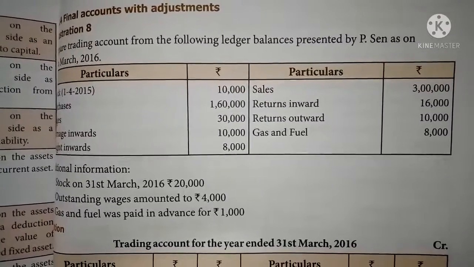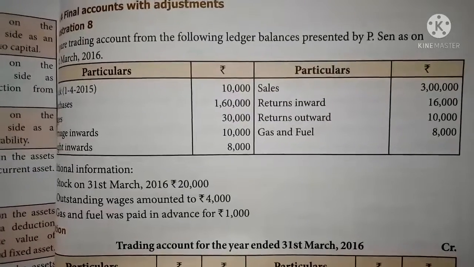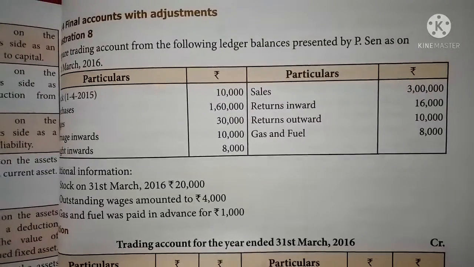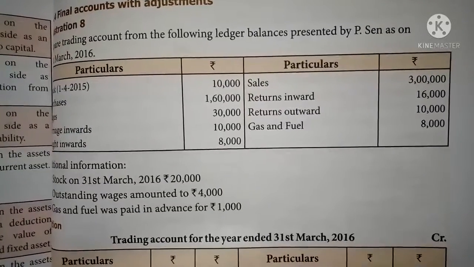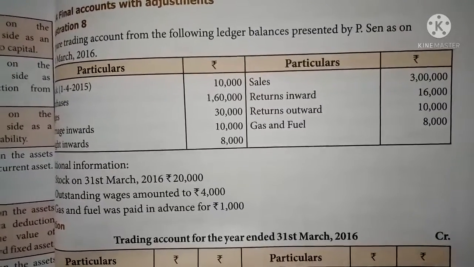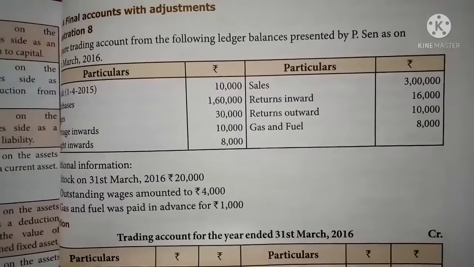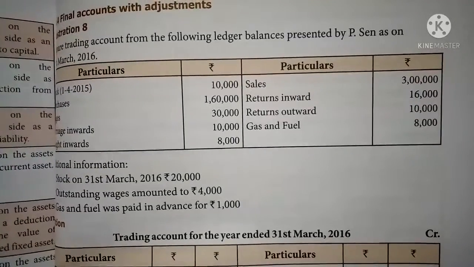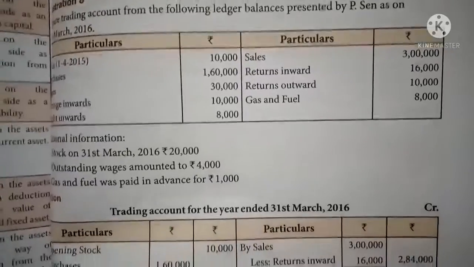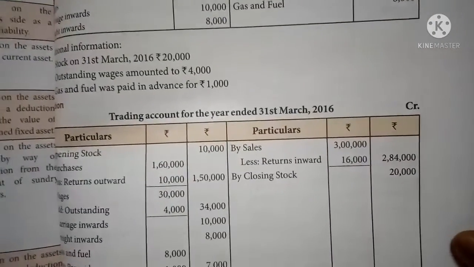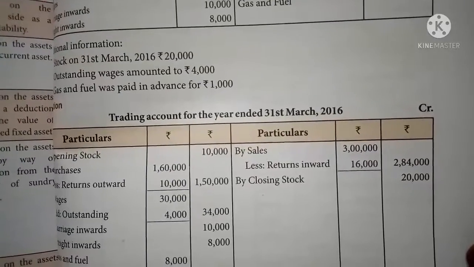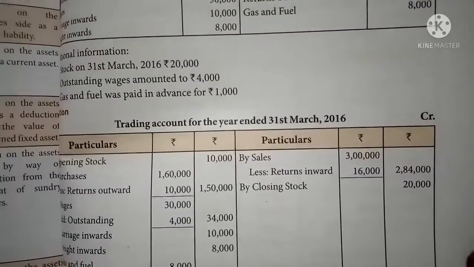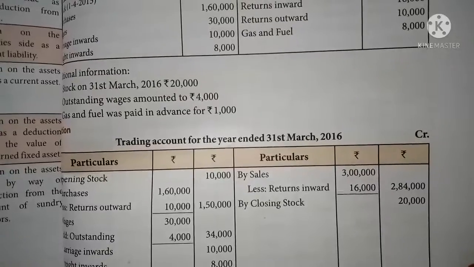Some information and 3 adjustments are given. So while writing the information on the debit side and the credit side, you should take the adjustments also. First, you should write the heading, that is, trading account for the year ended 31st March 2016. And they have given some information.